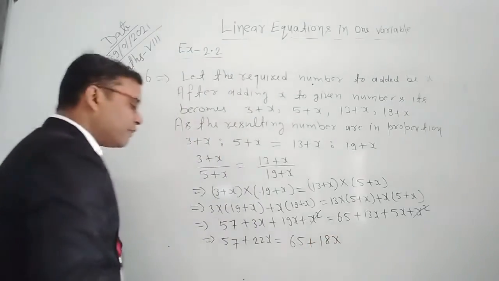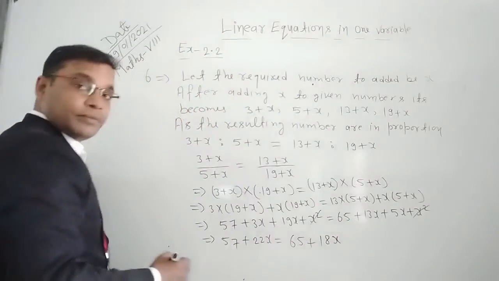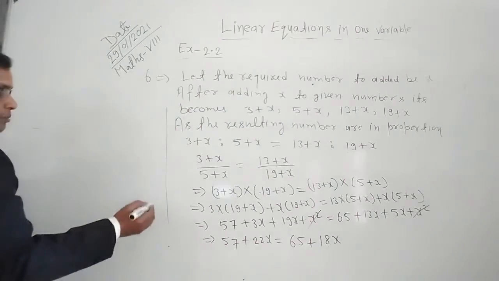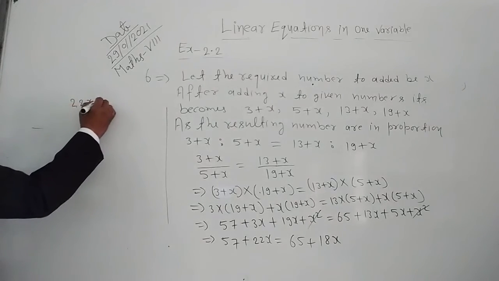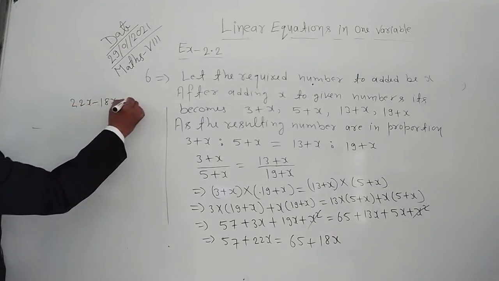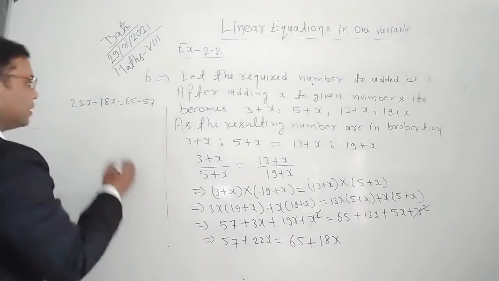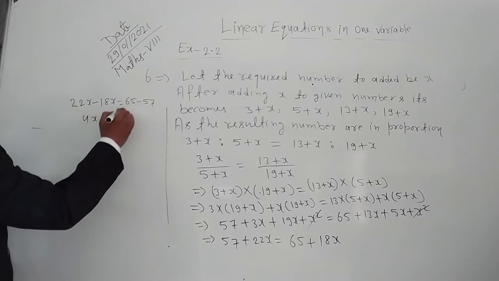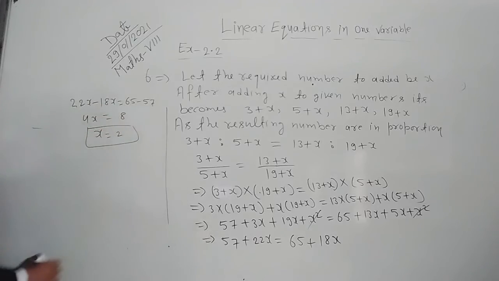Now we find the value of x by using the variable separation method. Transposing the variable to one side, you can write 22x minus 18x is equal to 65 minus 57. So we get 4x is equal to 8, so x is equal to 2. This is clear. We found the value of x, which is equal to 2.